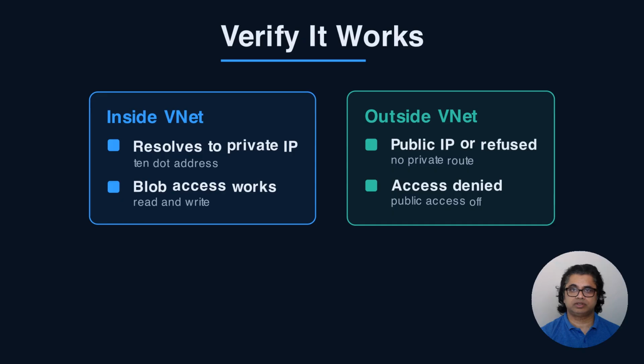Then actually read or write a blob. It should succeed. From a machine outside the VNet, the same call should now fail or be refused, which proves public access is truly closed. Finally, check the private endpoint's connection state shows approved.